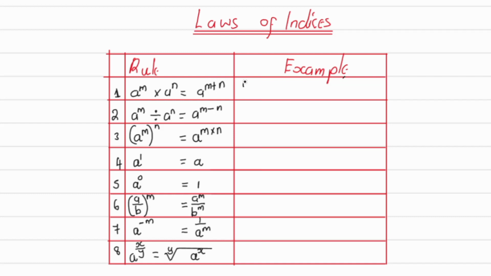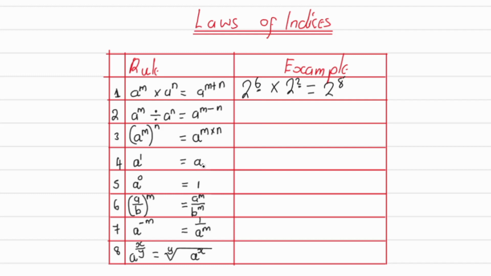So, for example, we have 2 raised to the power of 6 times 2 raised to the power of 2. Our answer is equal to 2 to the power of 8. What we've done is adding the powers, which is 2 and 6.